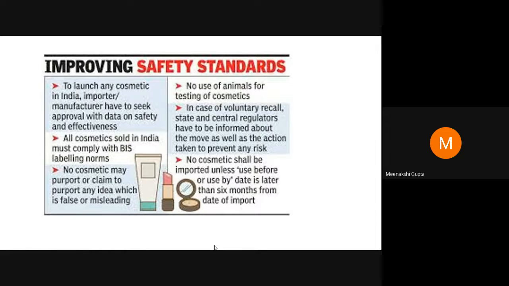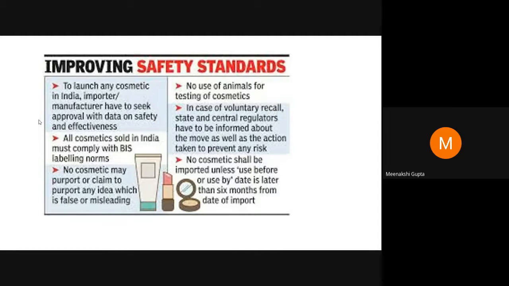So every country frames rules and regulations. In India, the controlling body is CDSCO. So to improve the safety standards, to launch any cosmetic in India or to import any cosmetic in India, they have to get the approval with the data on safety and effectiveness, that is, the product is safe and effective. For this purpose, we are doing the regulation of cosmetic products.